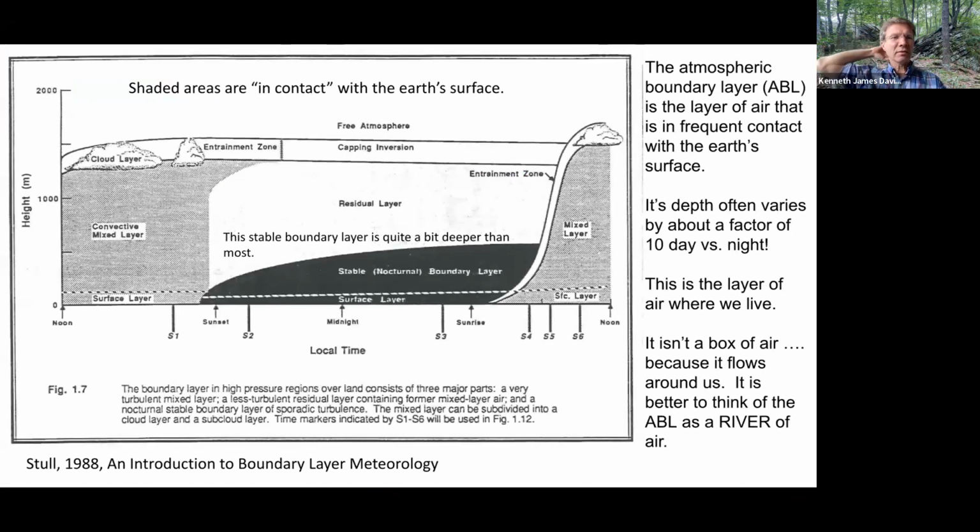The boundary layer, this is a classic picture from one of the texts we use a lot, Stull 88. The boundary layer is the air that is in contact with the Earth's surface, the shaded areas. And this one overemphasizes the depth at night. This is night and day. Daytime boundary layer is often about 10 times deeper than the nighttime boundary layer. So the layer of air in contact with the surface varies a lot as a function of time of day. And we'll refer to this as the ABL, atmospheric boundary layer.